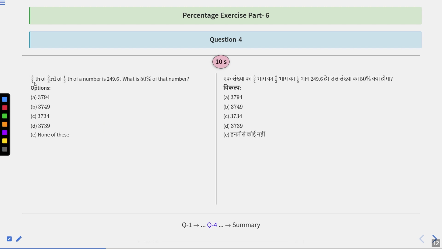Next question is, 3/4 of 2/3 of 1/5 of a number is 249.6. What is 50% of that number? You have 5 options and 10 seconds to solve this question. Your time starts now.